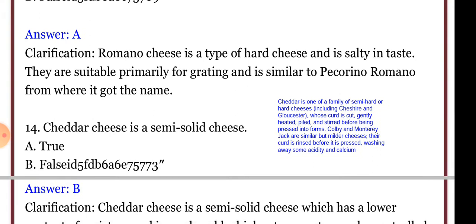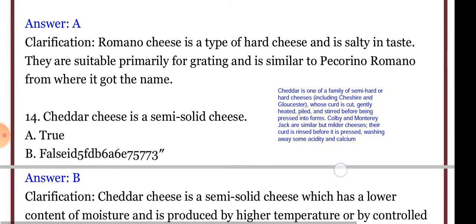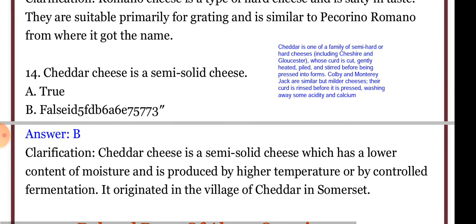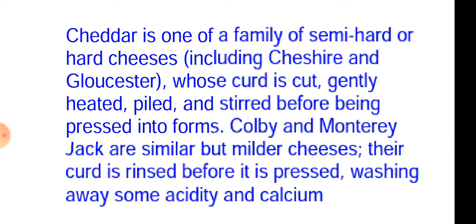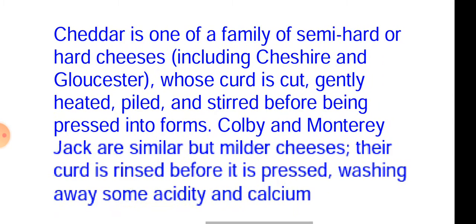Cheddar cheese is a semi-solid cheese. This is a false statement. Cheddar cheese is one of the family of semi-hard or hard cheese, including Cheshire and Gloucester, whose curd is cut, gently heated, piled, stirred before being pressed into forms. Colby and Monterey Jack are similar but milder cheeses. Their curd is rinsed before it is pressed, washing away some acidity and calcium.